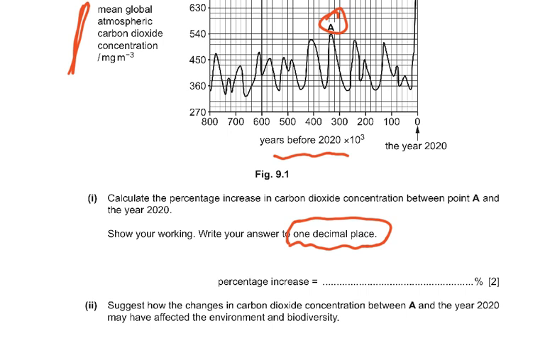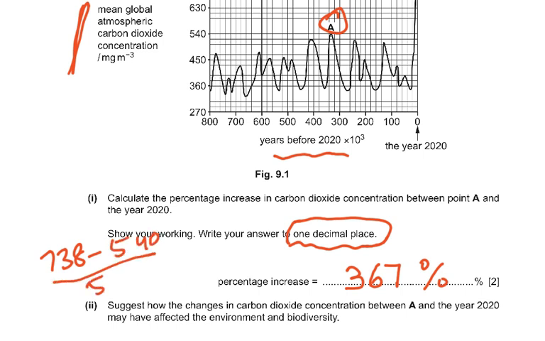How do we calculate that? I'm sure you all know how to do that. The percentage increase is 738 minus 540, over 540, into 100. Now, of course, the answer comes to be 36.66666, something like that.